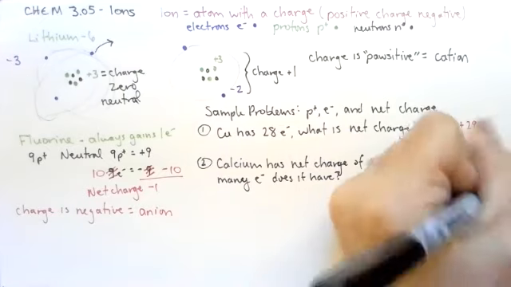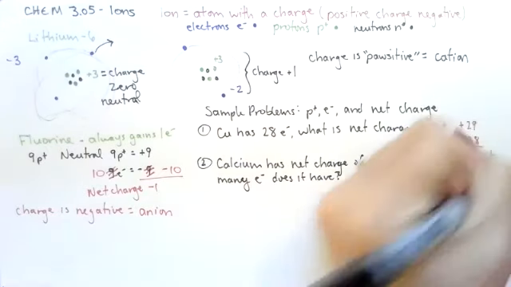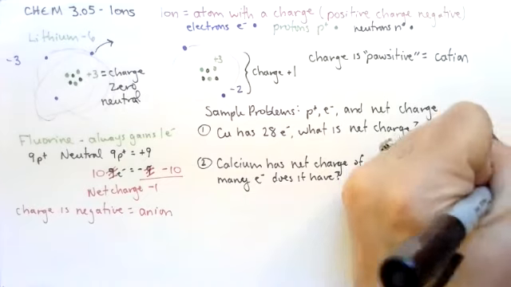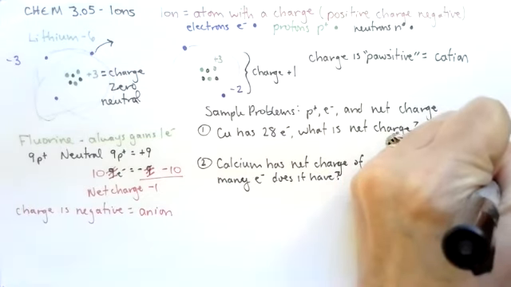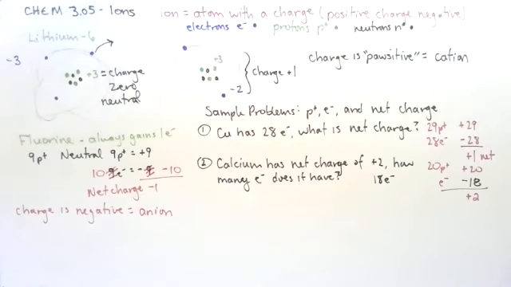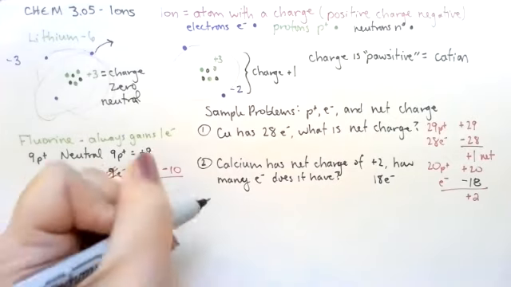Well, it means I'm going to need a negative 18, because positive 20 added to negative 18 is going to give me positive 2. So negative 18, or it'll have 18 electrons, is the answer. All right, let's do one more. Problem 3.